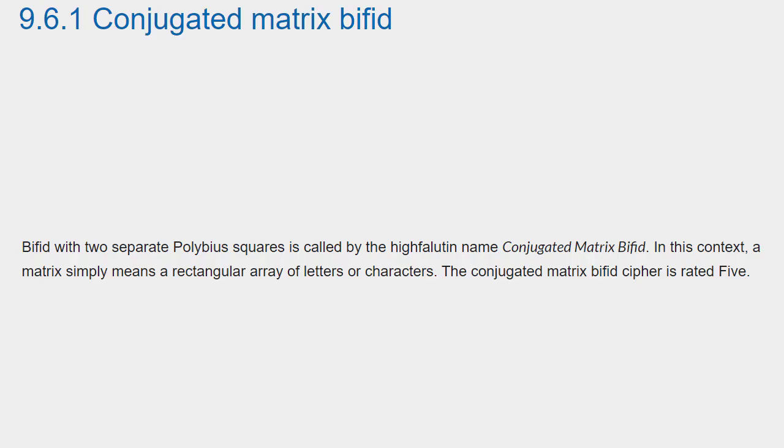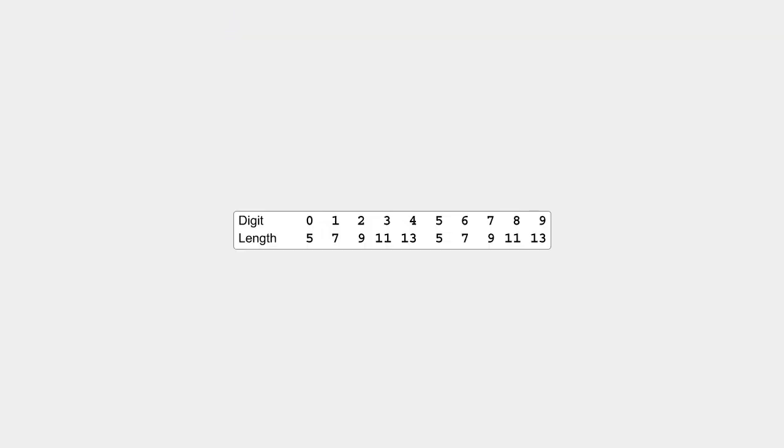Bifid with two separate Polybius squares is called, by the highfalutin name, conjugated matrix Bifid. In this context, a matrix simply means a rectangular array of letters or characters. The conjugated matrix Bifid cipher is rated 5. There are several ways to boost the strength of a Bifid cipher.